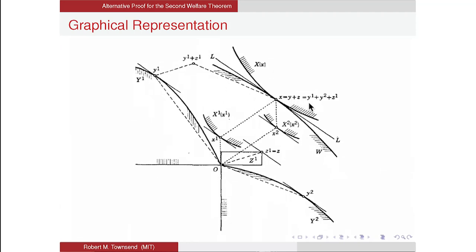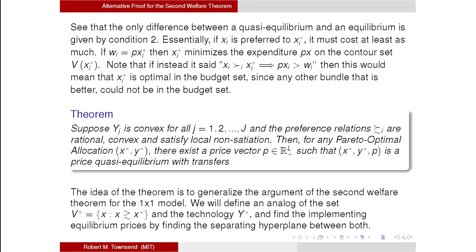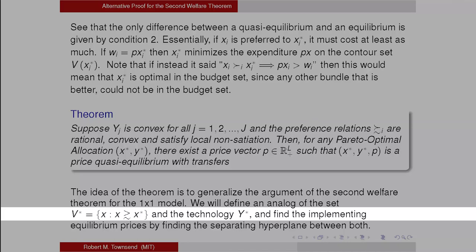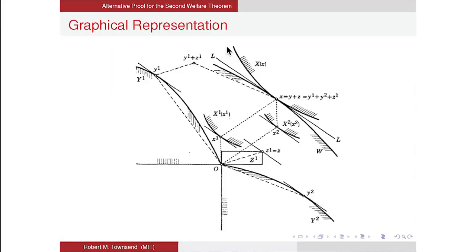What's this other monster here? This thing looks like an indifference curve, but in fact, we have many, many households. So what the heck is it? Well, it's the upper contour set. It's the set of allocations which are weakly preferred to the allocation X star and summed up over all the households. So that's this thing that looks like an indifference curve. But because we have convexity, this upper contour set is also convex. So now we have two convex sets. We have a supporting hyperplane for both of them, a separating supporting hyperplane.